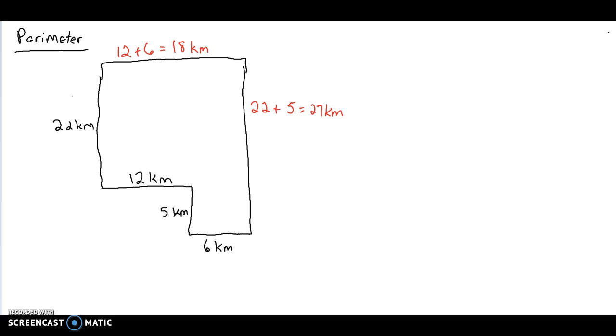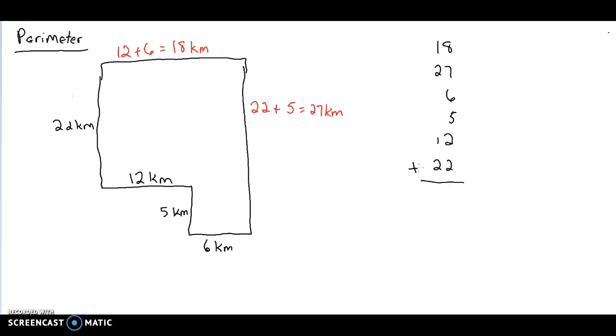Alright. So now we have all the information we need. Let's go ahead and add up all the sides, and that'll tell us the perimeter of this object. Okay, so starting at the top, we have an 18 plus 27 plus 6 plus 5 plus 12 plus 22. And that should be all of the sides included.